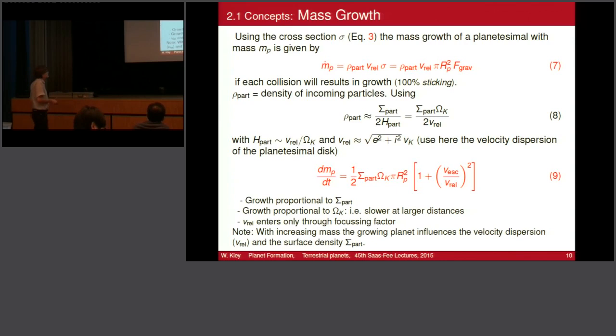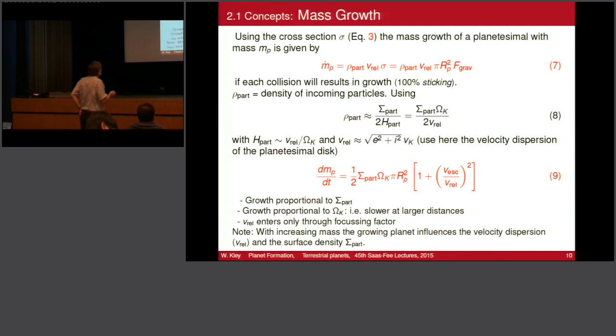If we assume some reasonable approximation and plug in the numbers that Phil mentioned yesterday, we can come to this equation, where we replace the three-dimensional density of the particles by a surface density. We plug in for the relative velocity the Keplerian velocity times the eccentricity, and we come to this equation. We can see the growth is proportional to the density of particles. Of course, this is to be expected. The growth is proportional to omega Kepler, which is basically proportional to the dynamical timescale. That means it's slower at larger distances.